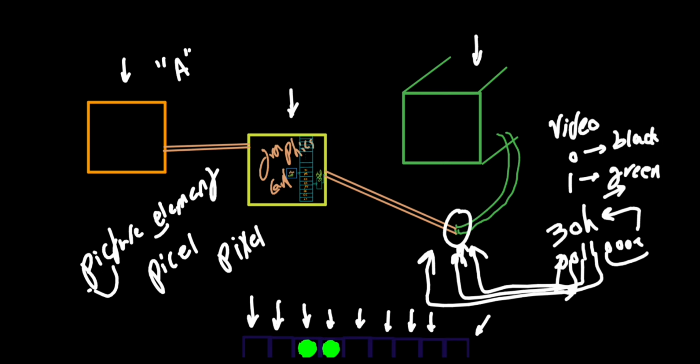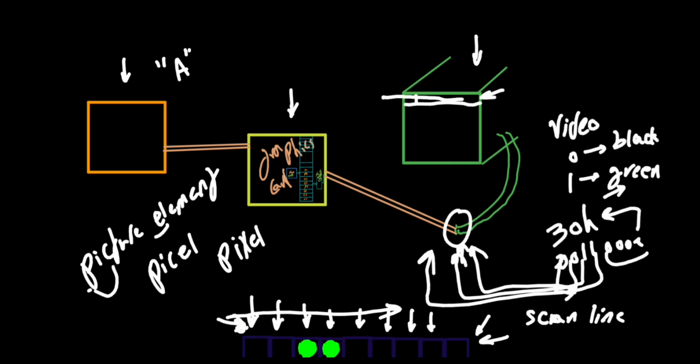Some abstractions I want to define right now. First, we say the monitor is scanning all the pixels, and we call the first row, the first line that the monitor is scanning, the scan line. So this is the first line of the monitor, the topmost of the display, and this would be the leftmost. The monitor is scanning from left to right, and we call this a scan line. So the monitor scans the pixels from left to right for one scan line.